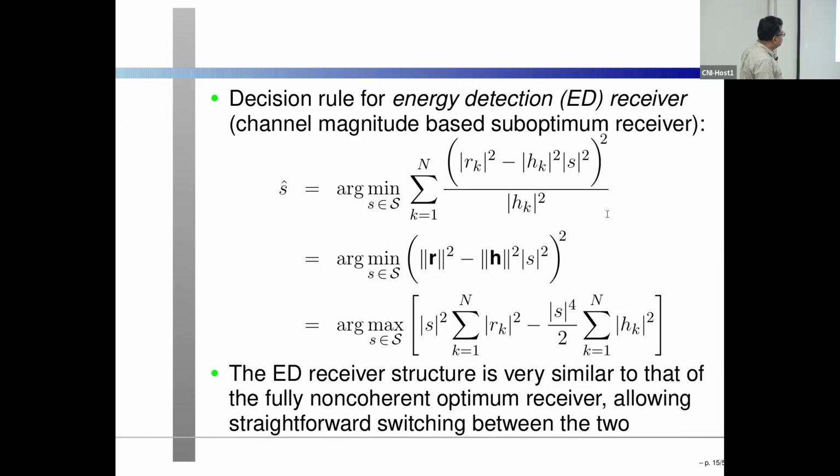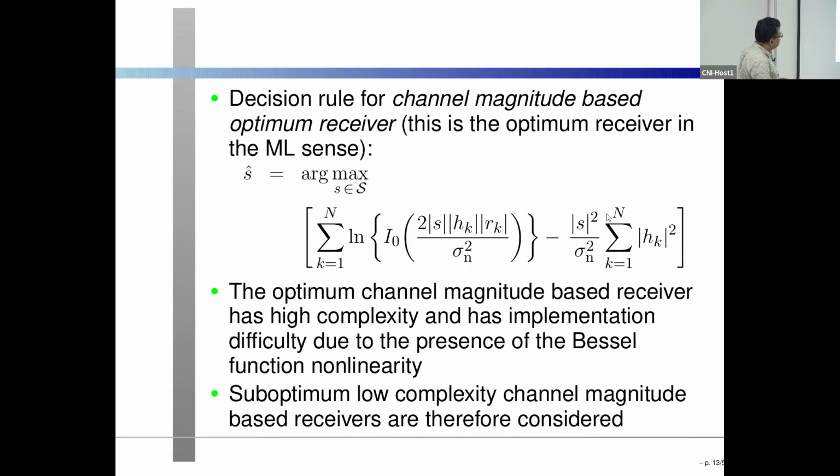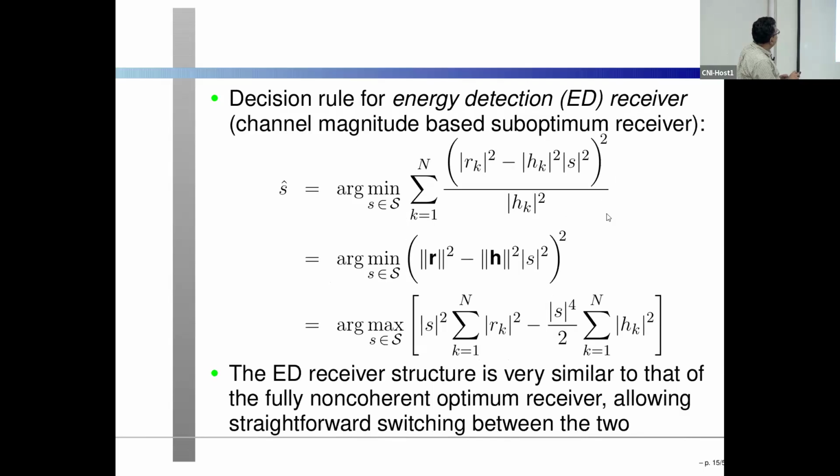So this is another one. And in hardware, it is easy to switch between the fully non-coherent receiver and this one. So that is one advantage. Because if you see here also, this is the bias, and you have this norm of R whole squared, and this is the scale factor. Here this is the bias, right? Of course, the bias depends on norm of H. There you don't have any channel state information.